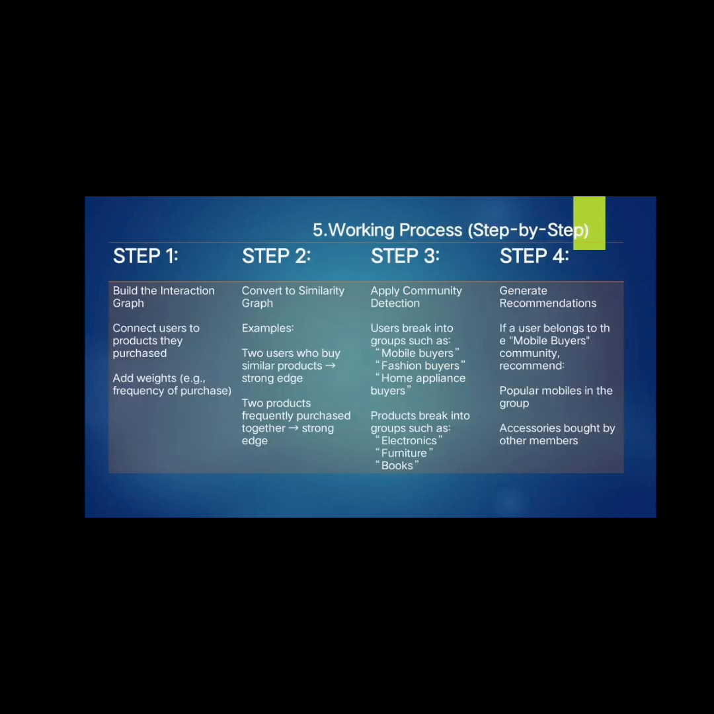Let us discuss the step-by-step working process. A graph-based recommendation system is a method used by shopping websites to suggest products to users. In this system, users and products are treated as nodes and the connections between them are treated as edges. By studying how users interact with products, the system can find similar users, similar products and groups of users with similar interests. Using this information, it can recommend the most suitable product to each user.